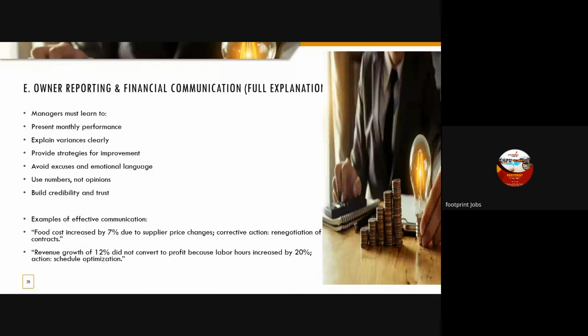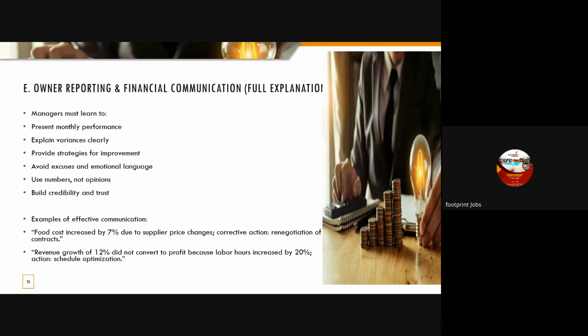So let me talk about owner reporting and financial communication. Now, managers must learn to present monthly performance and explain variances clearly. So monthly performance here includes your revenue, your cost of operations, your highest selling product, your low selling product, areas you do not perform well, what you're looking to do to improve, and your forecast for the next month. Now, these are all the things you must be able to present at the end of the month.